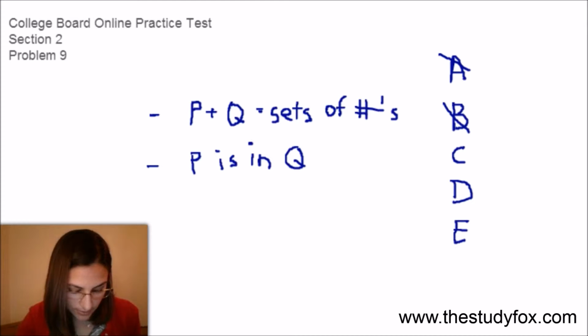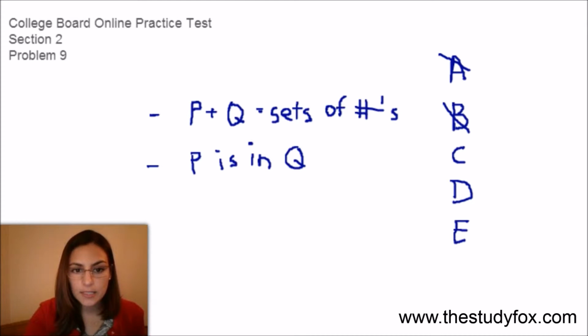C. 6 is in P, but not in Q. Alright, 6 is in P, but it's not in Q. That violates the rule. Our rule is that P is in Q. So if 6 is in P, it has to be in Q. C cannot be true, and therefore it's going to be the right answer.